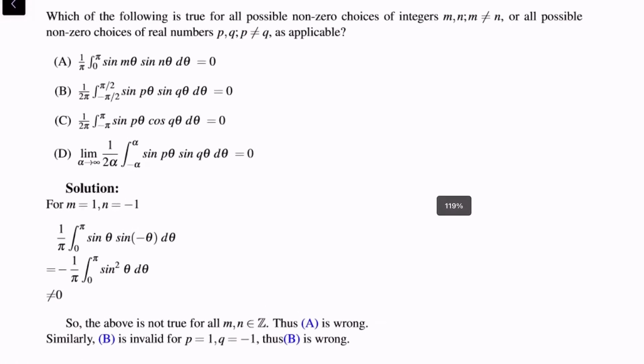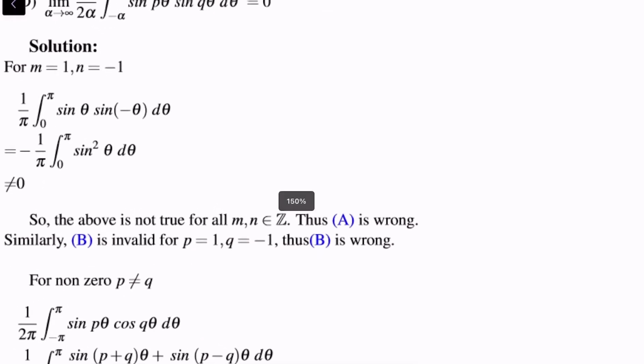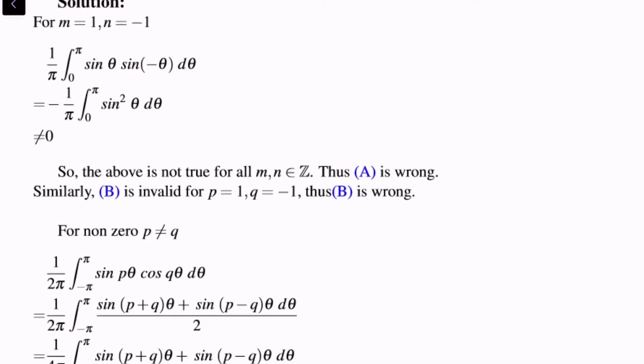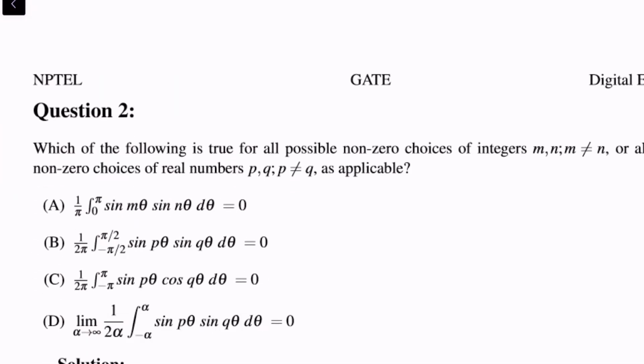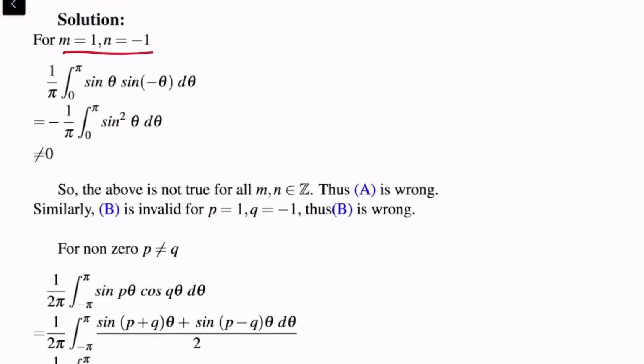So let us go over these options one by one and see which of them are true and which are false. So option A is actually false, and it can be shown for this particular value of m and n. So why does option A become false if it fails for a single m and n? Remember that the question says all possible non-zero choices of the constants, right? So even if I find one that fails, then the option is false.